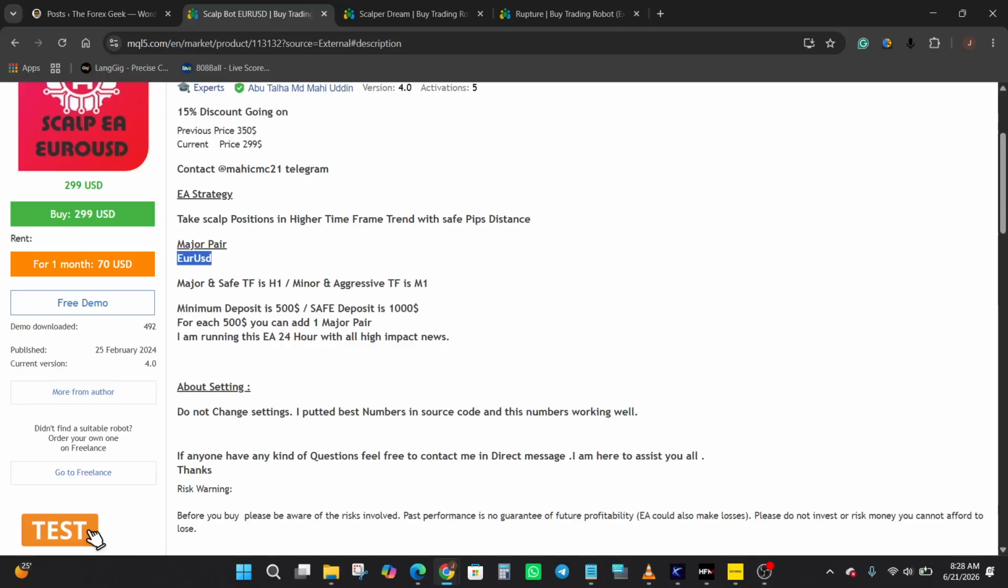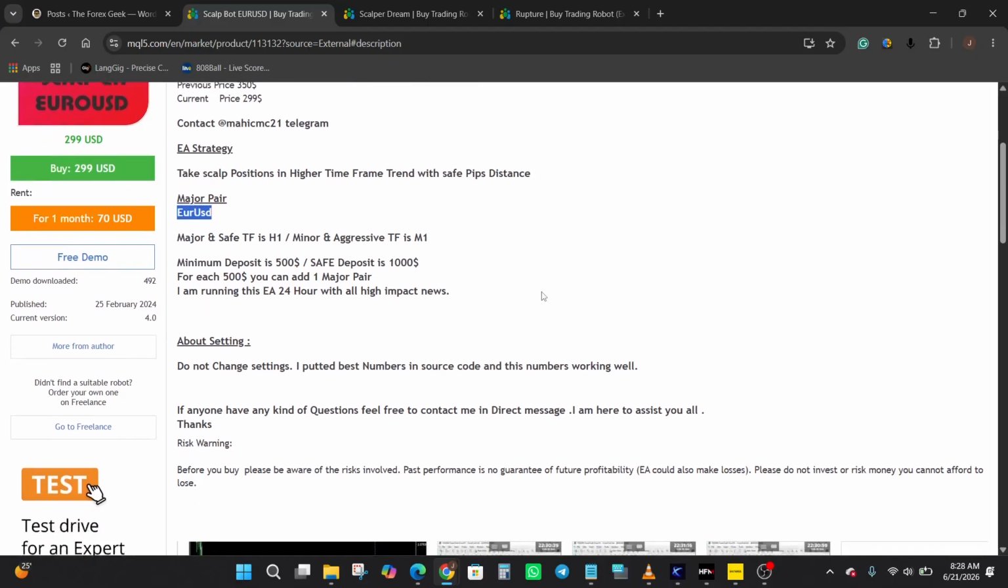The developer also specifies 2 different time frame approaches. H1 is described as the major and safer time frame, while M1 is described as the minor and more aggressive time frame. Okay, so this distinction is useful because it gives traders some insight into how different chart periods may influence the EA's behavior and overall risk exposure.